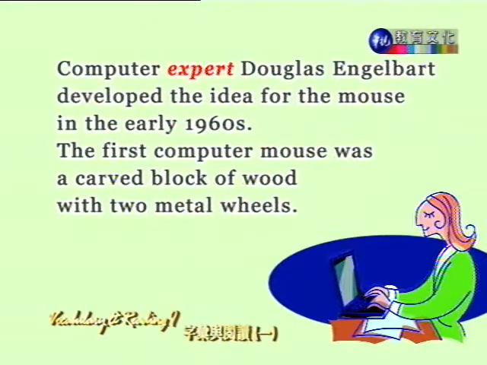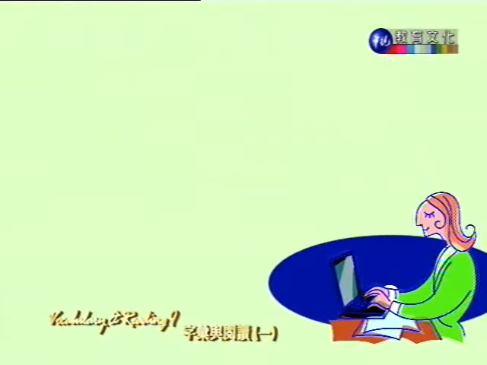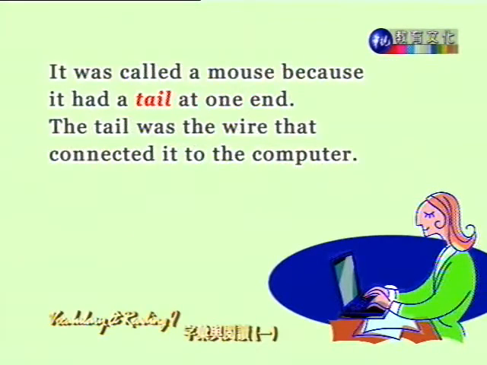Computer expert Douglas Engelbart developed the idea for the mouse in the early 1960s. The first computer mouse was a carved block of wood with 2 metal wheels. It was called a mouse because it had a tail at one end. The tail was the wire that connected it to the computer.